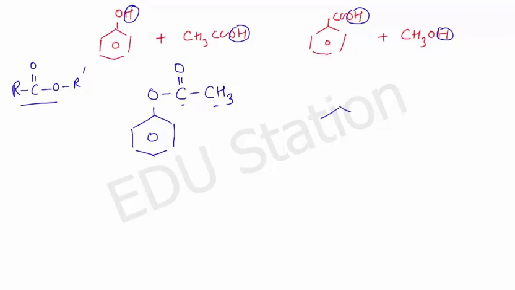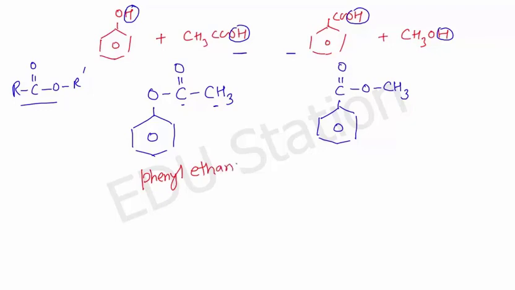Second case it will be ring, C double bond O, OCH3. You understand the difference between the two? Look at the structures very carefully. Now the alcohol part comes first. In this the alcohol is this one. So this one will be phenyl, and this is not preferred. This comes from an alcohol. This is phenyl eth, 2 carbons, and for ester you write oate.